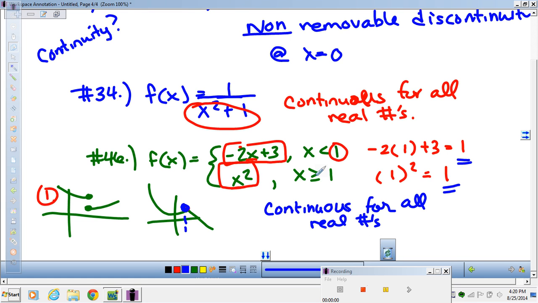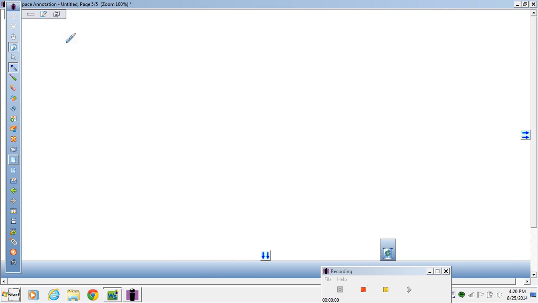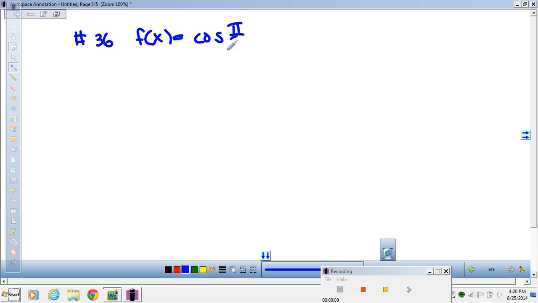And usually that break will happen wherever that number is. Right there, whatever that number is. Alright, so let's take a look at another one. Another example, this is number 36. I have f of x is equal to the cosine of pi over 2x. And I know that the graph of cosine looks something like this.